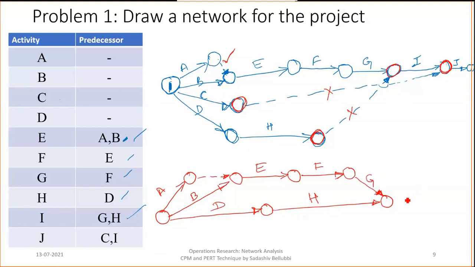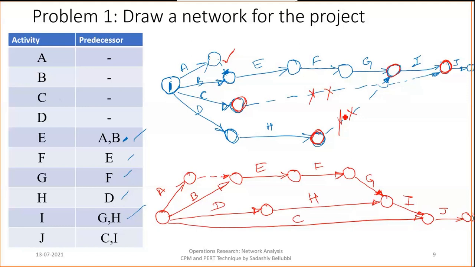After G, there is I. It is I, and it is C, and it is J. This is the way you can draw the network. Okay, you can check it here. So I have removed this dummy, and even I have removed this dummy also.